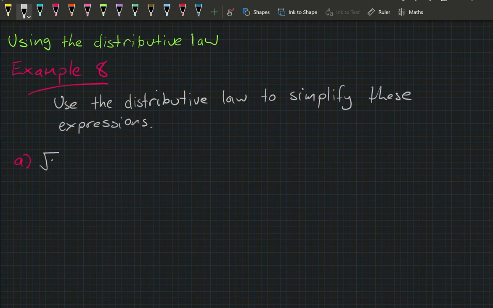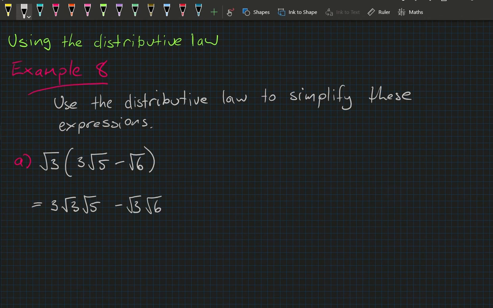Okay, in part A, the expression is the square root of 3 times 3 times the square root of 5 minus the square root of 6. So step 1, I'm just going to use the distributive law. So I'm going to multiply each number in the brackets by the square root of 3. So therefore we get 3 times the square root of 3 times the square root of 5 minus the square root of 3 times the square root of 6.